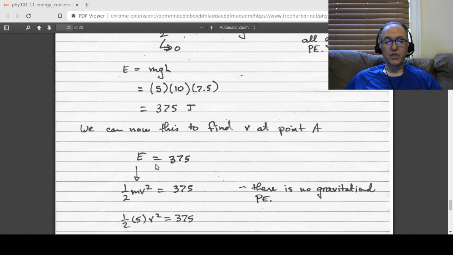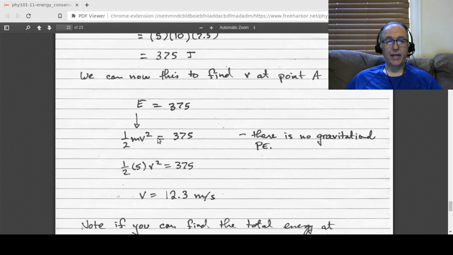So at point A, the energy is 375 joules, and you ask yourself what contributes to that energy at point A, and it's all kinetic energy at point A because there's no gravitational potential energy there at all. So I just went directly and took the energy and wrote 1/2 mv squared. Again, you have to ask yourself what contributes to the energy there. The only thing that contributes to the energy at point A is kinetic. And so 1/2 mv squared must equal the total energy. And then solving for v is very easy. It's 12.3 meters per second.